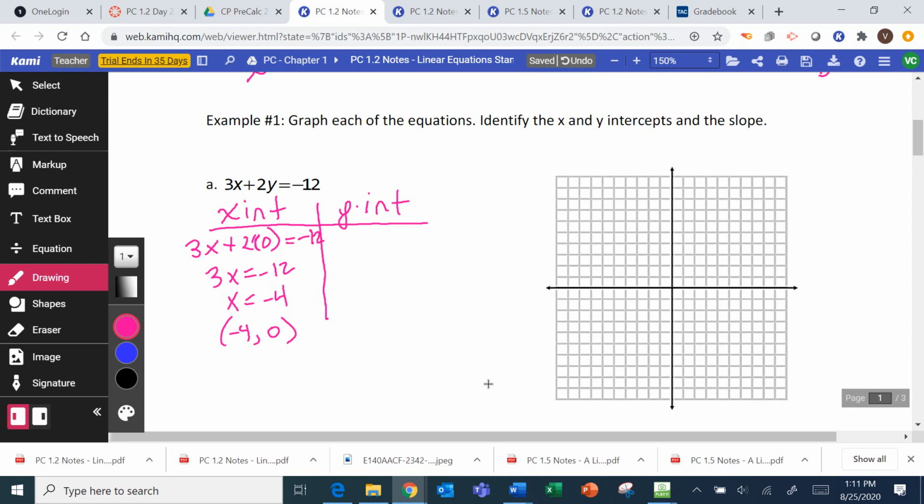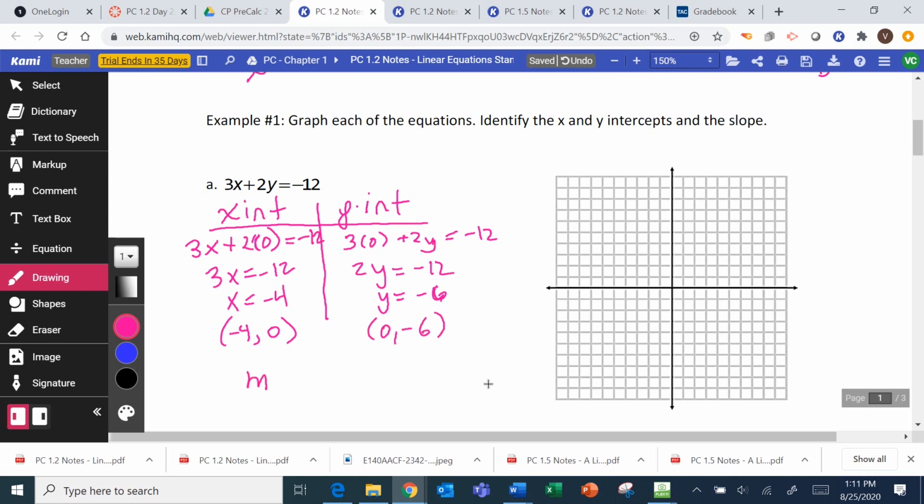Now for the y-intercept, we make x 0. 3 times 0 plus 2 times y equals negative 12. So 2y equals negative 12. Y is negative 6. Maria, how do I write the y-intercept? 0, negative 6. Great.